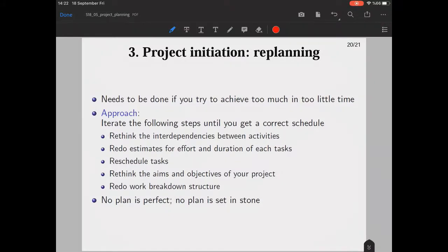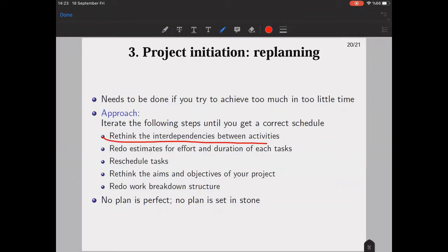Replanning is required. Okay, I hope we don't replan, but in real life we usually need to replan. It needs to be done if you try to achieve too much in too little time. It happens quite often. What is the approach? Iterate the following steps until you get a correct schedule.